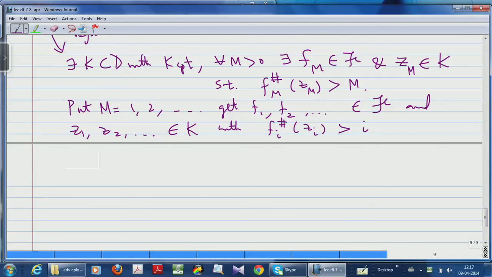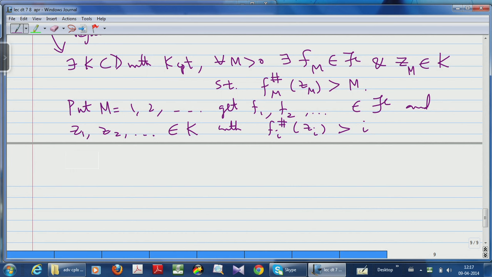So I'll do it. Put m equal to 1, 2, and so on. Get f1, f2, and so on. These are all functions in the family script F. And you get these points z1, z2, and so on, which are all points in K, with the spherical derivative of f_i at z_i greater than i. I get this when I put m equal to 1, 2, and so on.